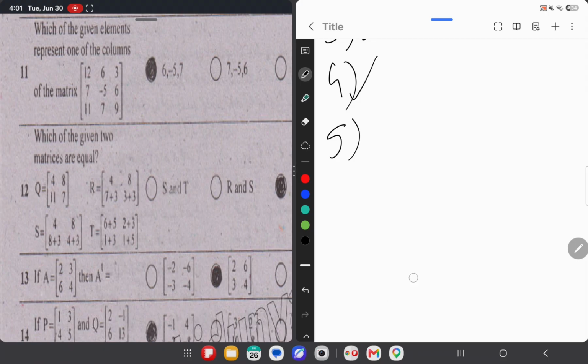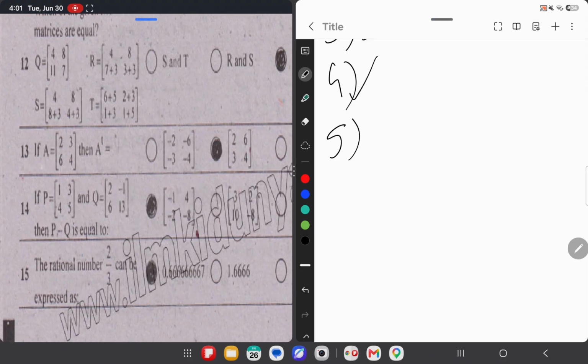Nice. If A = [2 3; 6 4], then A to the who? T. A to the T. I think it's like a function. I don't know. Like it flips it on this side.